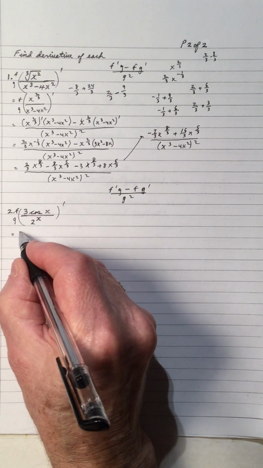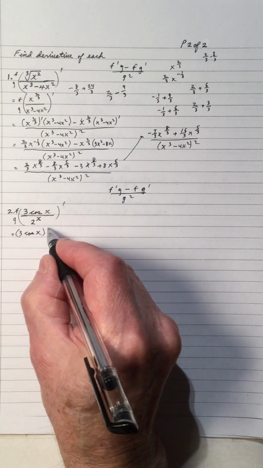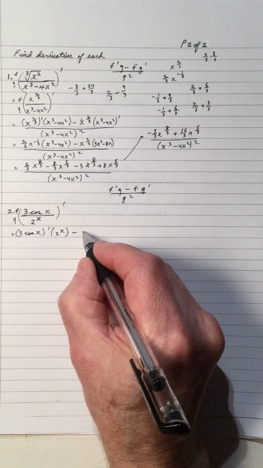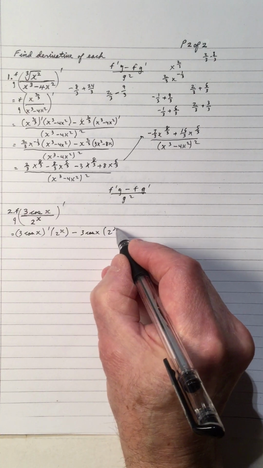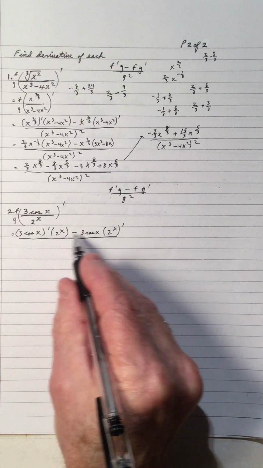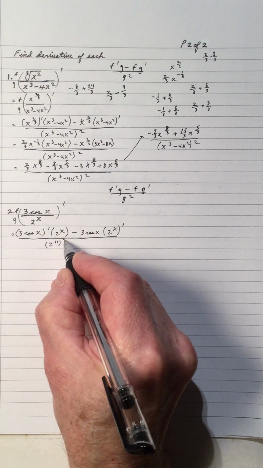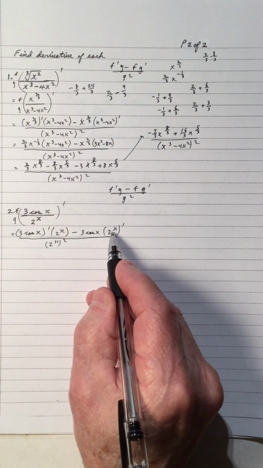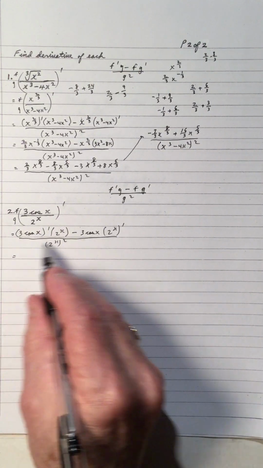So here we go. I get 3 cos x derivative times 2 to the x, subtract 3 cos x and 2 to the x derivative. Now I could have done the derivative of these right away, but I just wanted to write it down. This is the derivative of f times g, subtract f times the derivative of g. I'm just showing it to you, but I could have done this right away without writing this down.